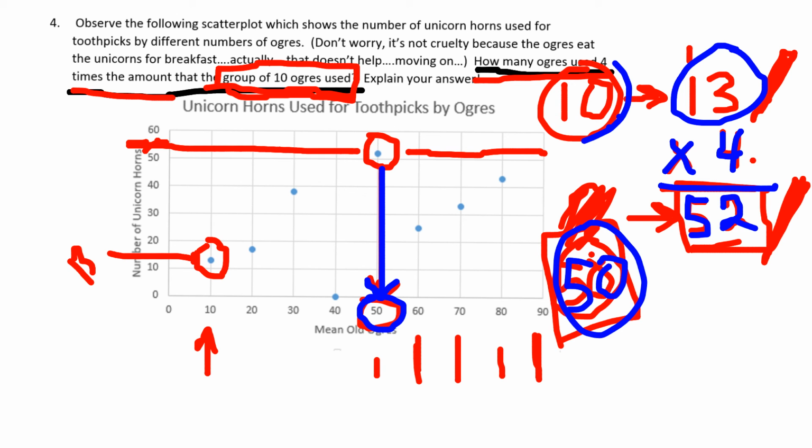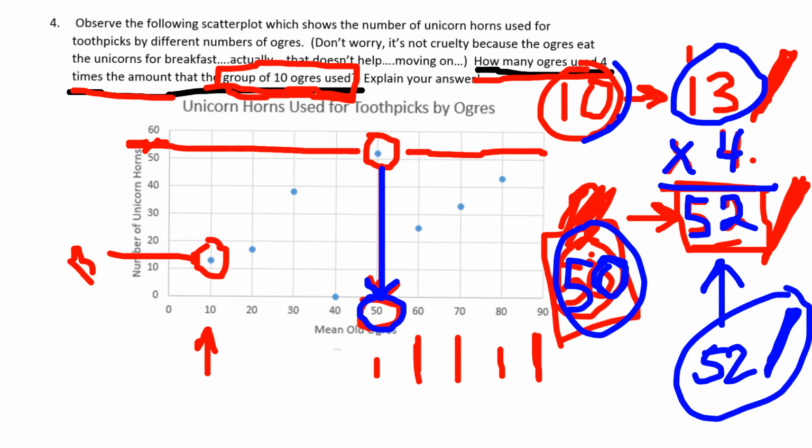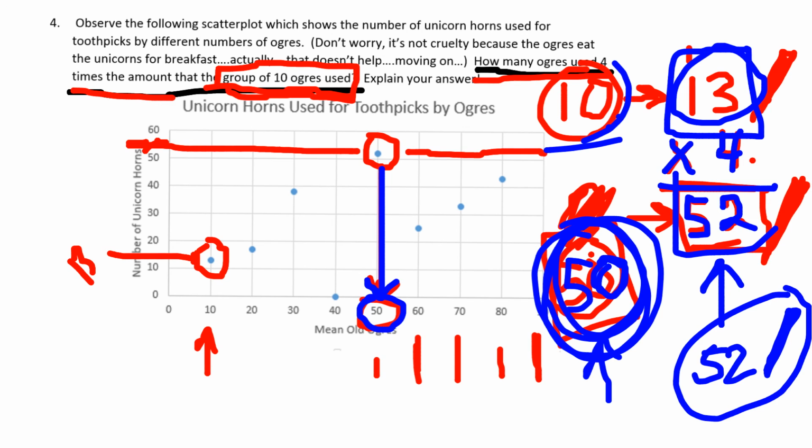50 ogres. It's important that you understand why it's 50 ogres instead of this 52. 52 is not a number of ogres. 52 is a number of toothpicks, but I guarantee 52 will be one of the answers on the STAR test or on any test you're going to take, because that's a good answer choice to trick people. But 50 is actually the number of ogres, and that's what they're asking for. They're asking for the number of ogres that used 4 times the number of toothpicks that the group of 10 used. And that's 50 here, 50 ogres.